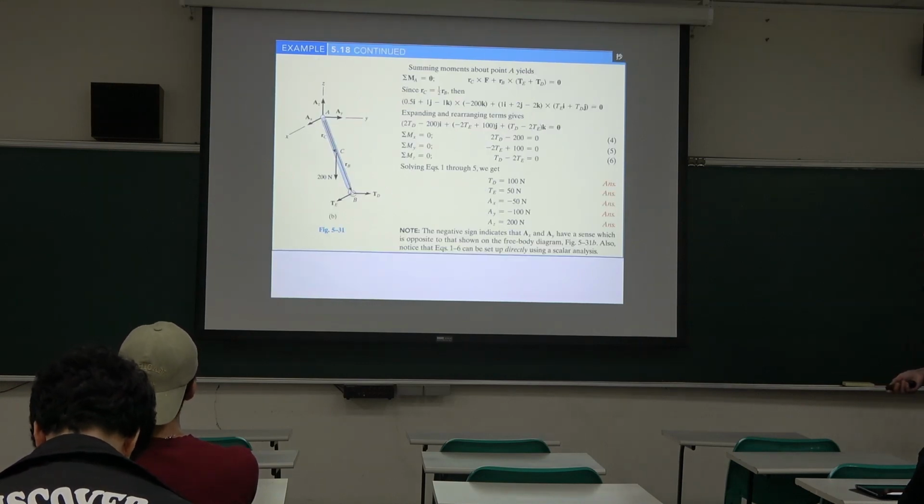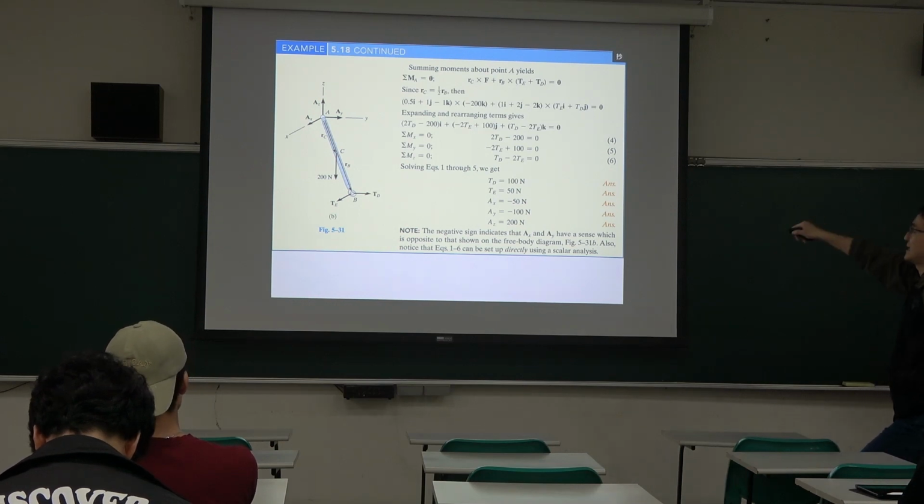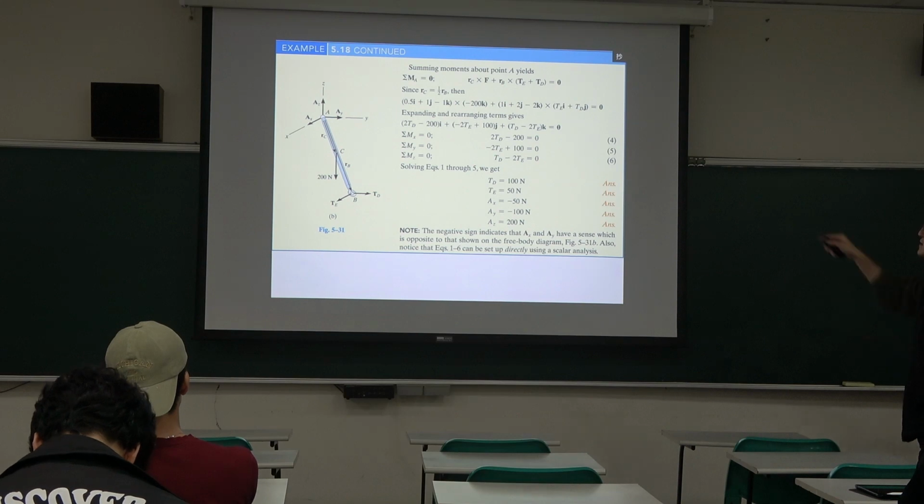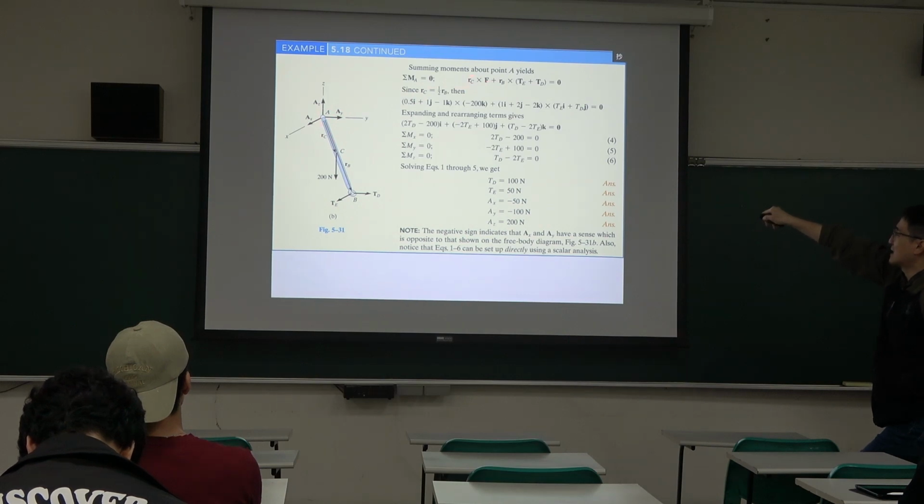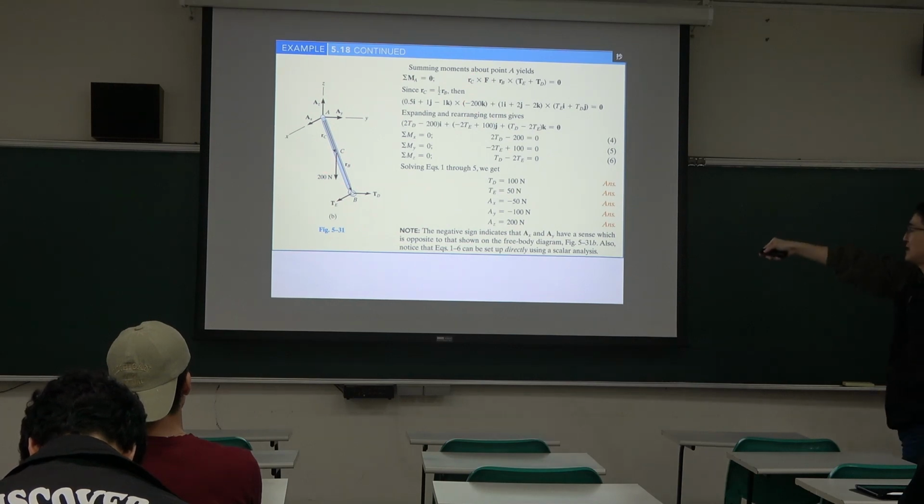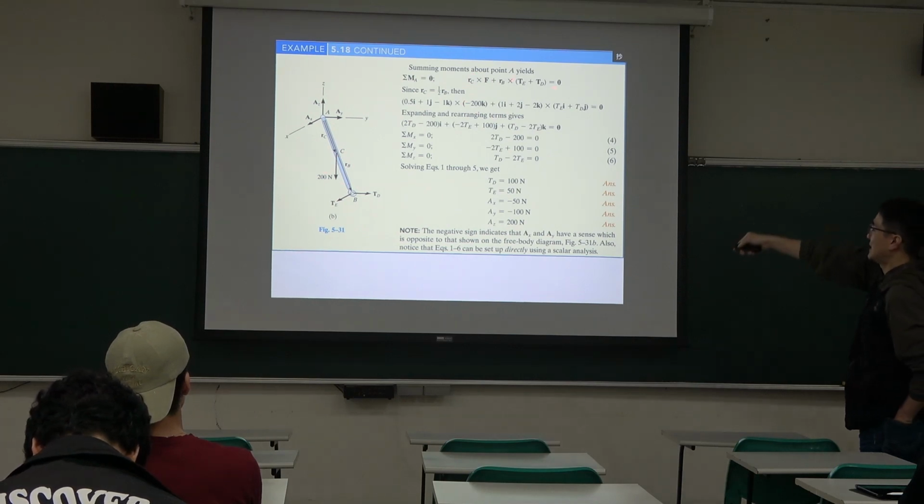Okay, then the second approach, the second procedure, is we take a moment about point A. So use the cross product. First they use the first part, RC cross F. F is this 200. Okay, and then RB cross TE plus TD.